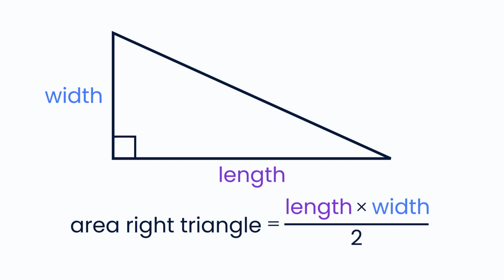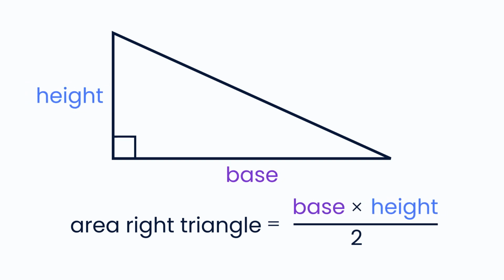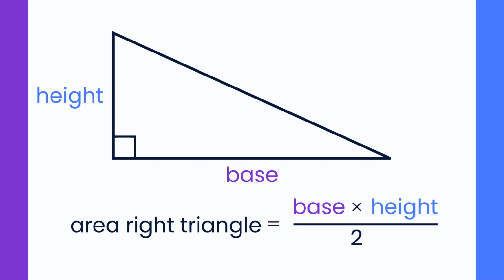In right triangles, it is more common to use the term base instead of length and height instead of width, but they're really the same thing. The area formula for a right triangle is therefore base times height divided by 2. Now then, what about other types of triangles?